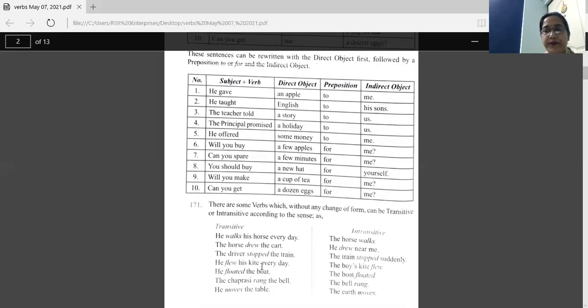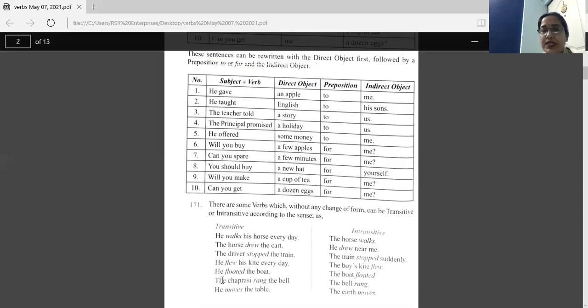Next sentence. He flew his kite every day. He is the subject, the verb is flew, and flew what? His kite. So his kite is the object. So this is a transitive verb. The boy's kite flew. This sentence is getting over at this word flew. No object after this. So this is an intransitive verb.